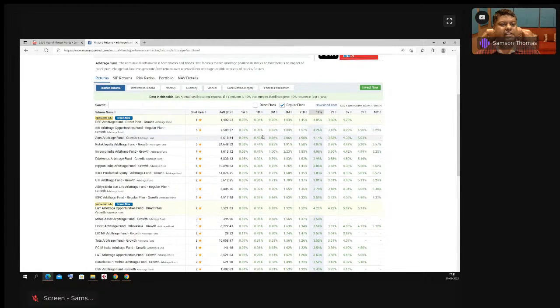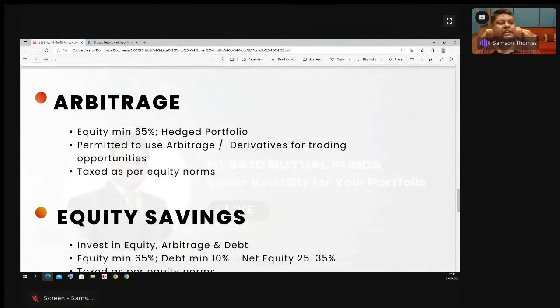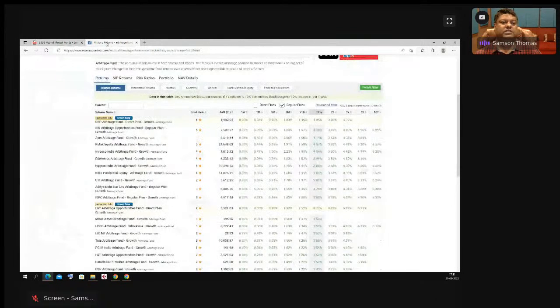There is no volatility here. See, YTD, everything is green, it has not lost value at all. The reason being that it is totally hedged. It's totally hedged on both sides. So the returns are low, but this is good for cushioning your volatility.